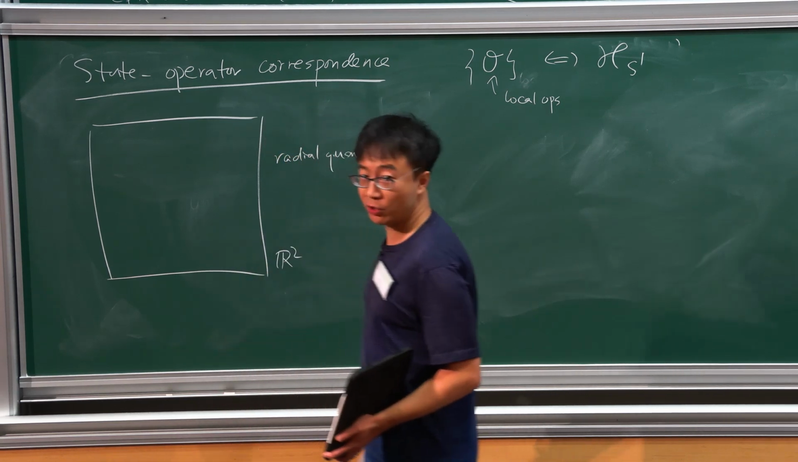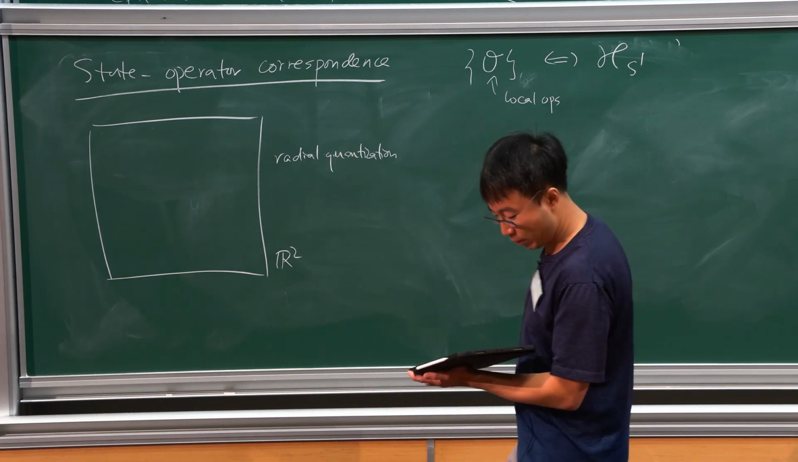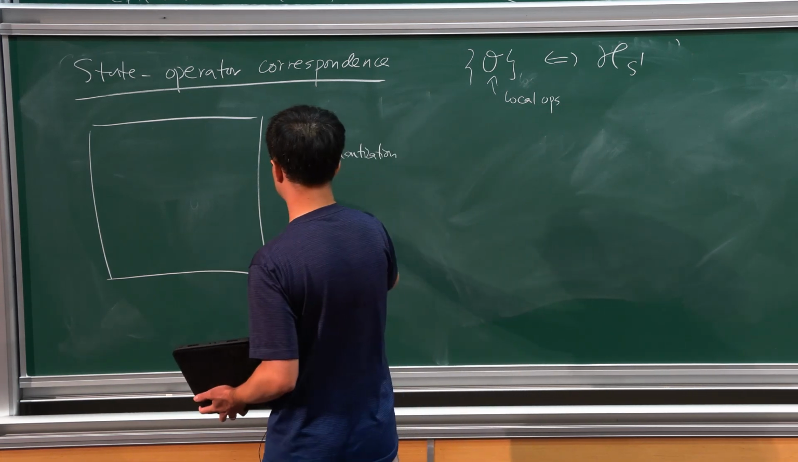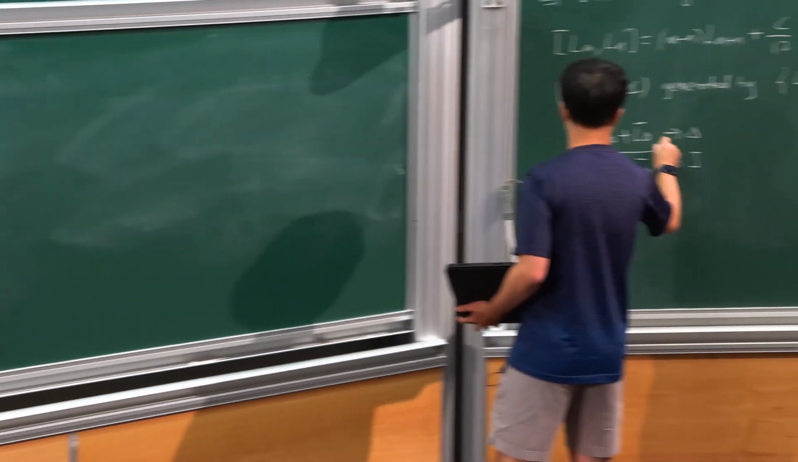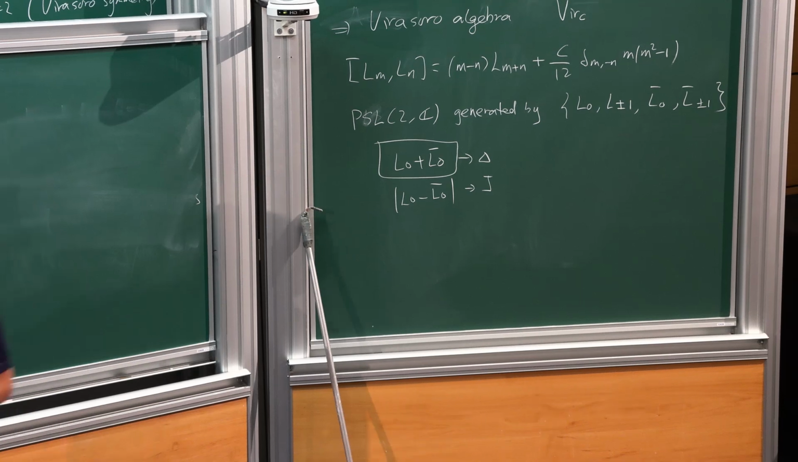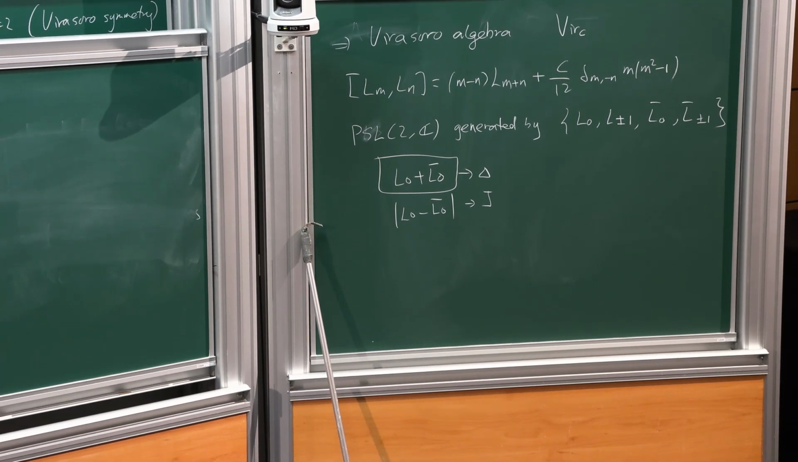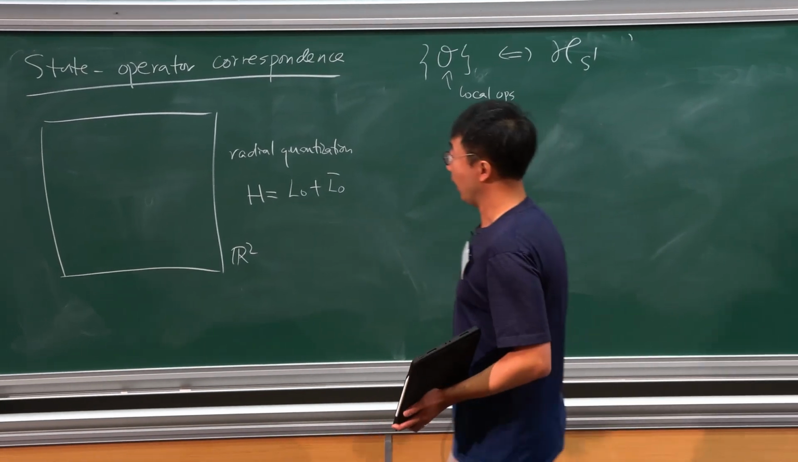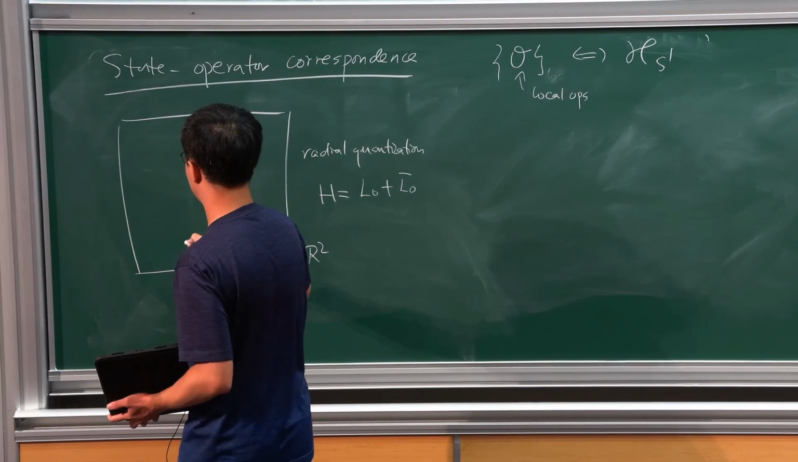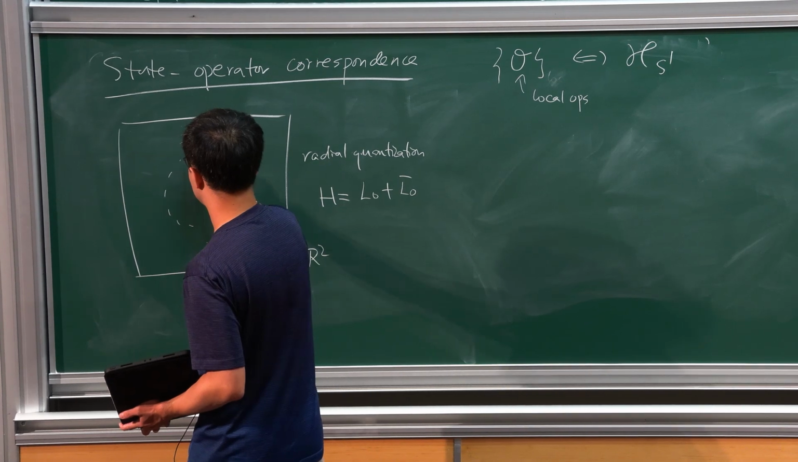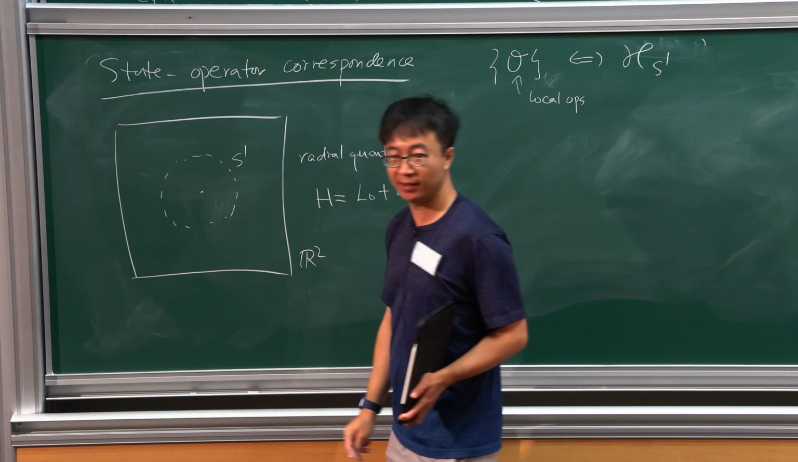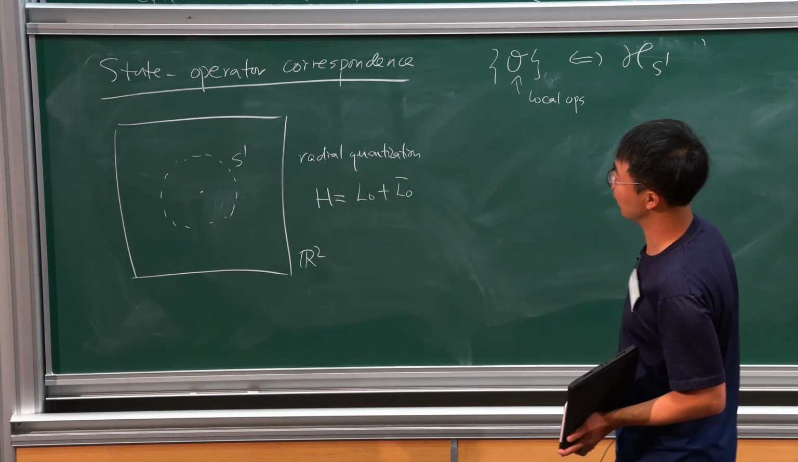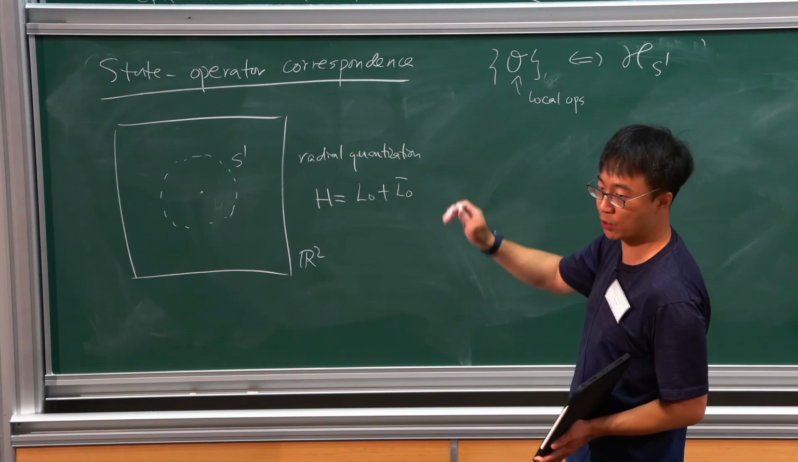So if you take the radial direction to be time, then the Hamiltonian is generated by the dilatation operator, which is L0 plus L0 bar, in terms of the generators of the Virasoro algebra. And we can pick this to be our origin, and this dotted circle to be the unit S1 that we pick to study, to quantize this theory and study the Hilbert space.